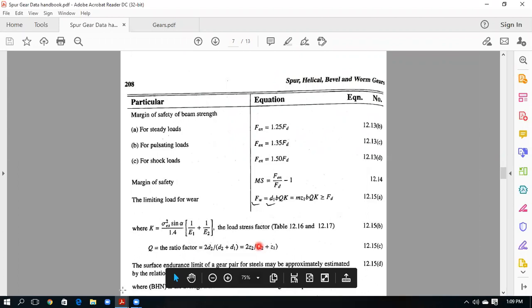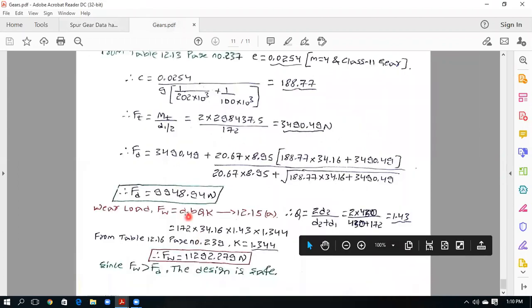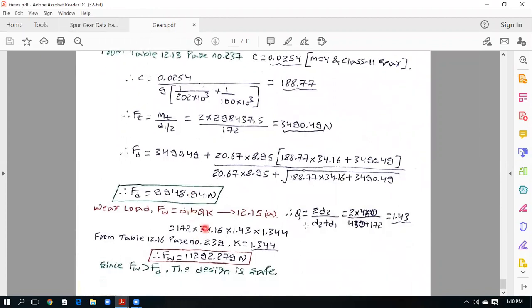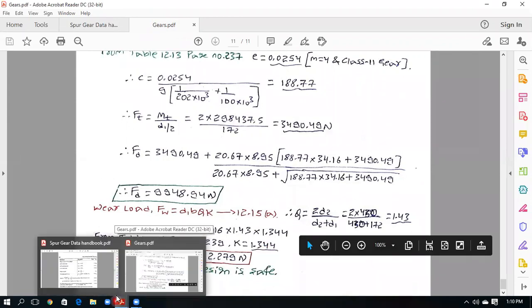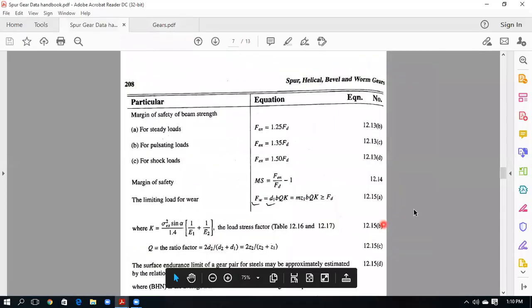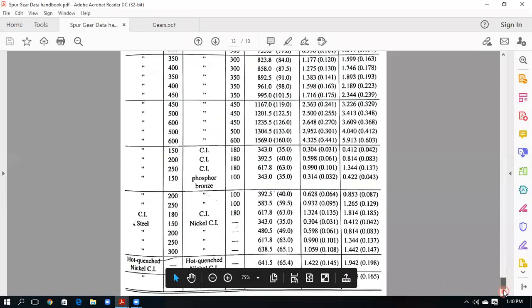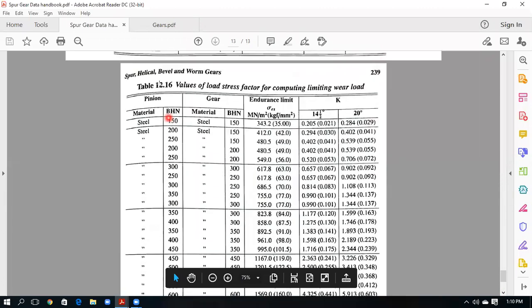In this I have substituted the value of d1. For b, you have to use the optimized face width into Q. You need to calculate that. After that, K is not given. You can use that formula, or you can use table number 12.16, from which the Brinell hardness number given in the statement is used. From that you can calculate that value. You can see that using this 12.16 you can find out this K value, and this K value is for 20 degrees.